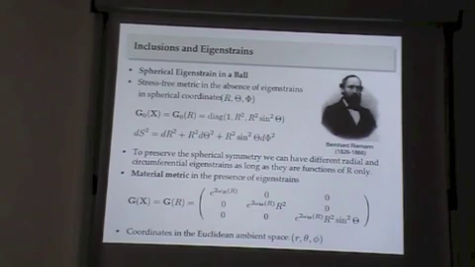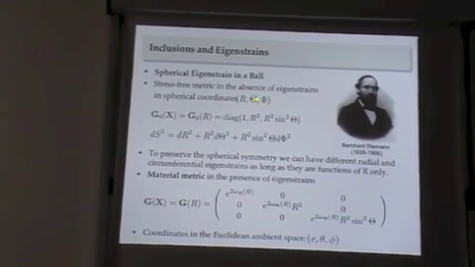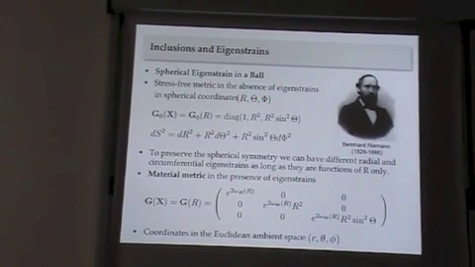So if you look at your classical spherical coordinates, if there are no eigenstrains, this is the flat metric. In spherical coordinates, that means ds looks like this, right? So if you don't have any inclusions, just use the flat Euclidean space with this metric in spherical coordinates, right?